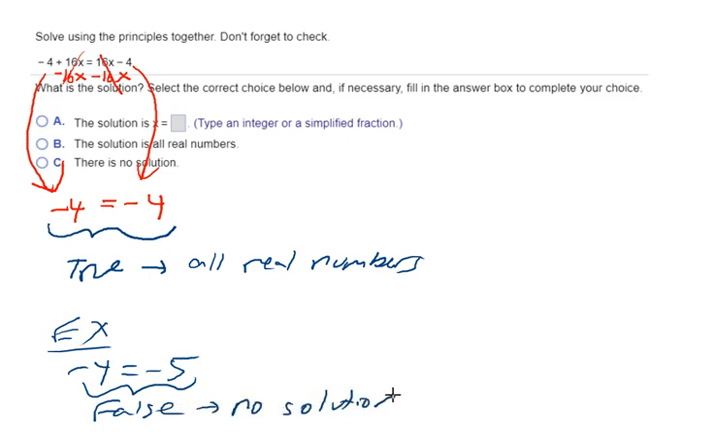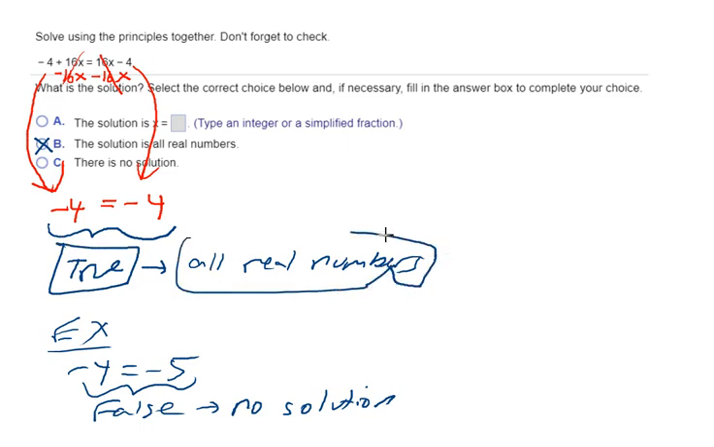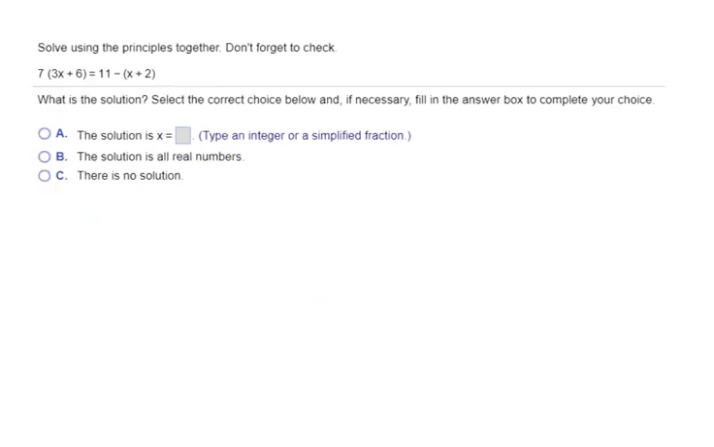So that's how you'll decide which one it's going to be. If your variable completely disappears from your equation, it's going to be one of these two special cases, and this is how you know which one to choose. We're going to choose B in this case since it came out true. Okay, let's look at the next example.